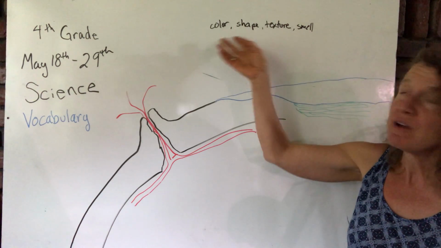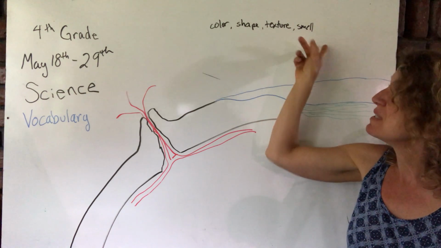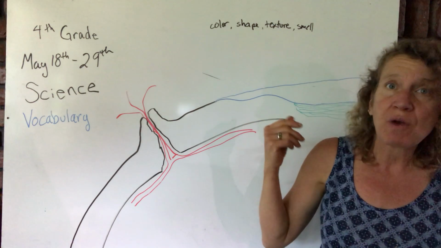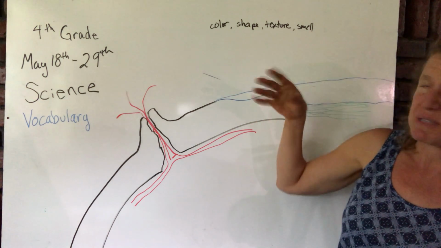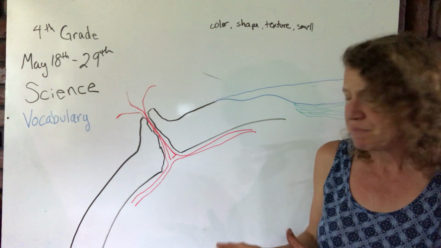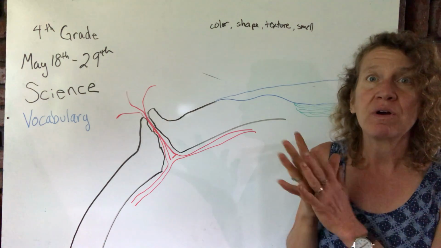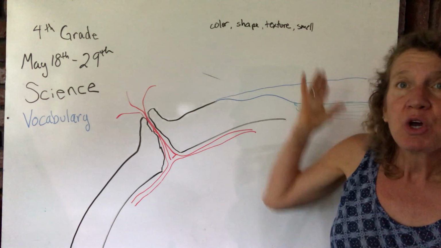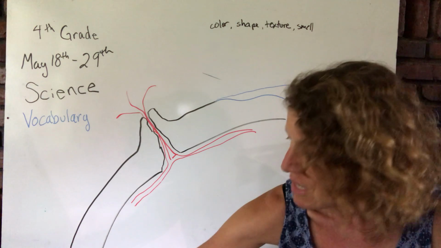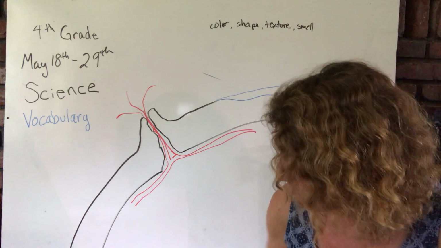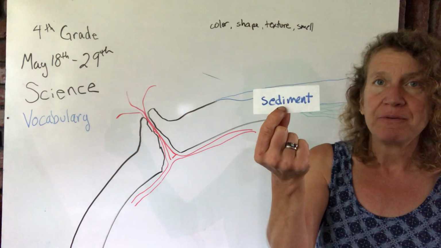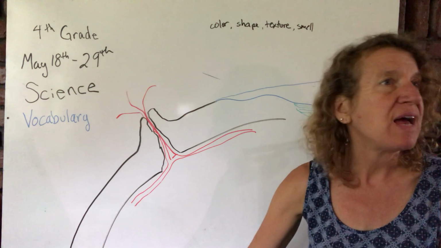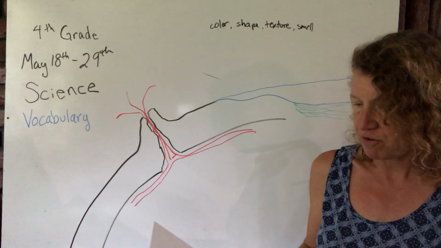And then here I've got a list of characteristics that we can use to describe rocks and minerals: color, shape, texture, smell, okay? Now let's look at how our vocabulary words would fit on our diagram here. Let me pick a vocabulary word. Sediment. Let's see what we have as a definition for sediment here.